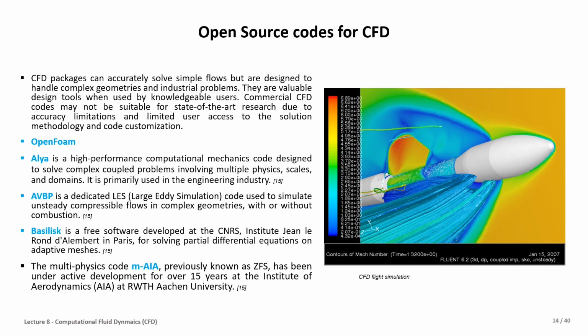The multi-physics code Maia, previously known as ZFS, has been under active development for over 15 years at the Institute of Aerodynamics at Aachen University. Indeed, in some projects that the University of Iceland also collaborates on, we are using these codes. There are use cases, for example, in the CO race project. If you are interested, you can see this project and how this code helps to deal with this specific problem, which is useful in the industry.